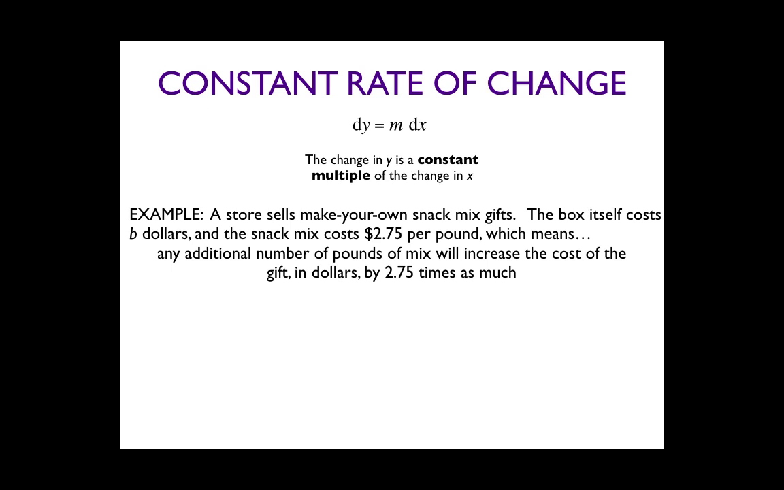If I put in more snack mix, it costs more at this rate, $2.75 per pound. And I don't have to put in whole pounds at a time. Any number of pounds times 2.75, fractional, weird decimal, or whatever it is, random scoop size, times 2.75 tells me the number of extra dollars I have to pay because of that scoop, just because of the change.